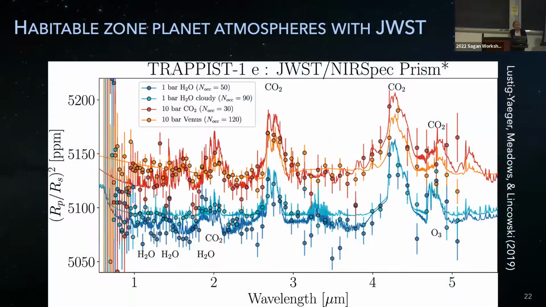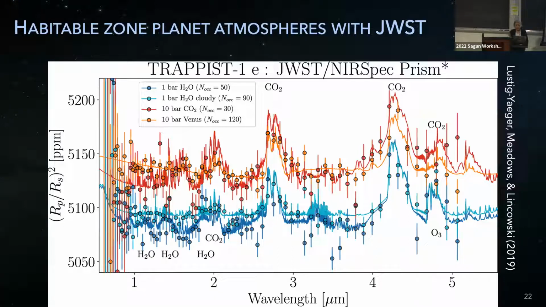Okay, but can we go further and use JWST to find out what the atmosphere of a potentially habitable exoplanet is actually like by detecting specific molecules? This plot shows simulated JWST spectra of TRAPPIST-1e created using Natasha Batalha's PandExo code. The orange and red models are CO2-dominated atmospheres with and without Venus-like clouds. The cloud-free spectrum takes 30 transits, while the cloudy spectrum takes 120. The teal and blue models are water-covered aquaplanets, again with and without clouds. The cloud-free spectrum takes 50 transits, while the cloudy spectrum takes 90.